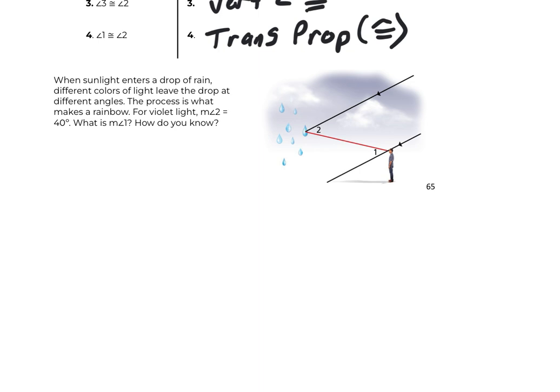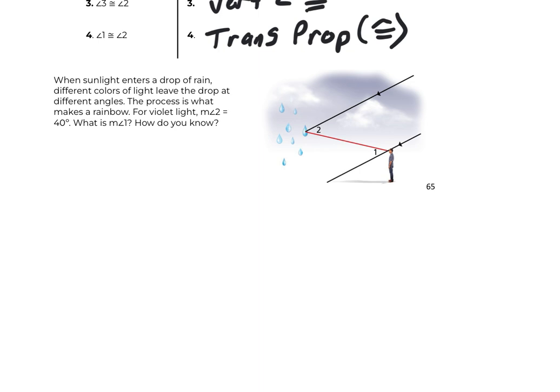Okay. We see angles in a lot of different scenarios in life, okay? Angles are used for a lot of different things. We'll see some different scenarios and situations where angles are used as we go throughout the year. We eventually get into some trig stuff later in the year where we use a lot of different angles. But for right now, we're just seeing what this relationship is and what are some things that we can use. So it's talking about sunlight enters a drop of rain. When sunlight enters a drop of rain, different colors of light leave the drop at different angles. The process is what makes a rainbow.